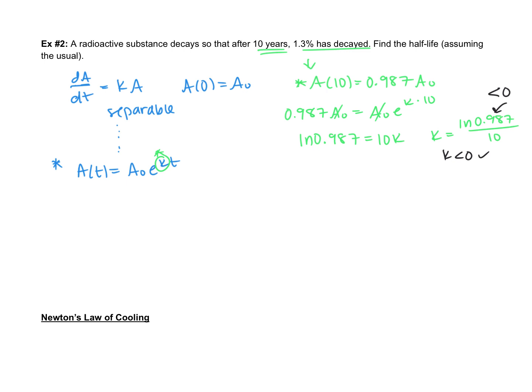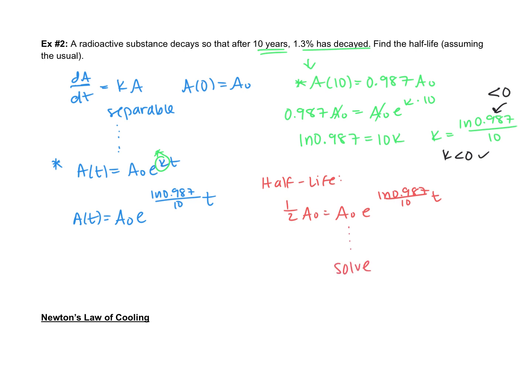So right now, what we have for our equation is A of t is equal to A naught e to the natural log of 0.987 over 10 t. Okay, so finally, now we can go to what we were being asked: find the half-life. So we want to know how much time it takes for half of the amount to remain. So we're going to have 1/2 A naught is equal to A naught e to the natural log of 0.987 over 10 times t. And of course, you're going to go and solve this. We're not going to because you've seen many of these examples before.